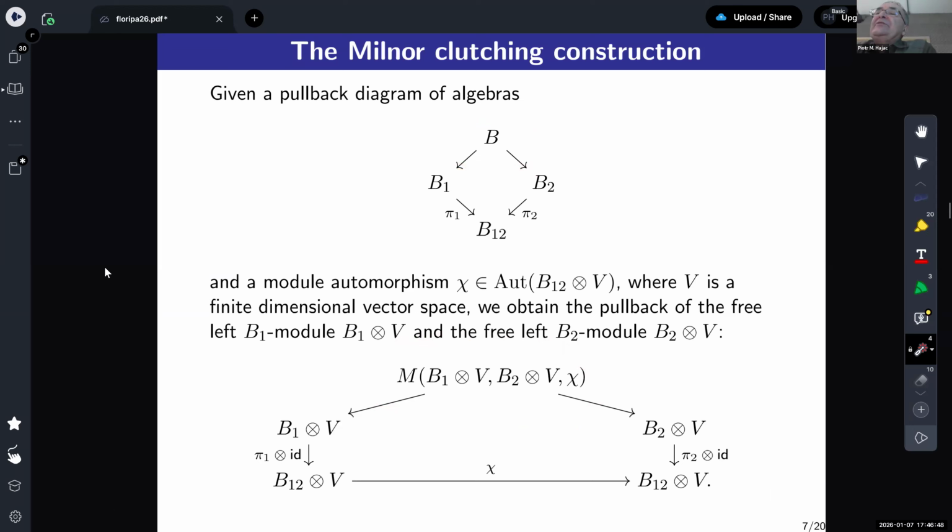What is not so trivial is to prove that this is a finitely generated projective module when V is finite dimensional. But that's part of this brilliant construction of Milnor.